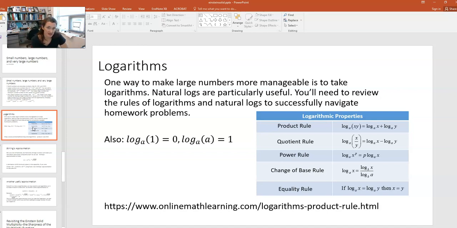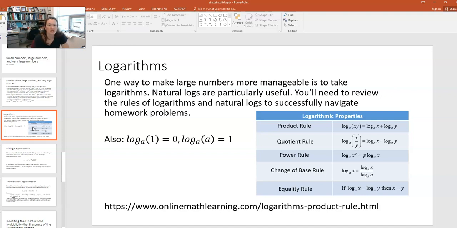You can change base. We'll do that a little less often. If you do, log base a of x is log base b of x divided by log base b of a. Really not too useful. We mostly work with natural logs and don't change base in thermo. And then, of course, there's the equality rule: if the log of x equals the log of y, then x equals y. That's pretty straightforward, I think.